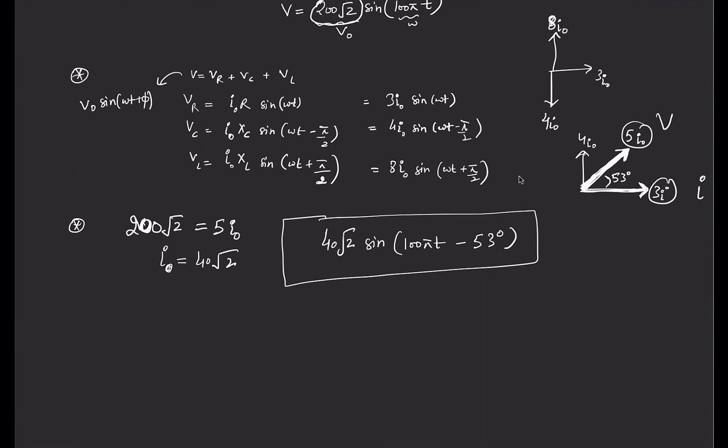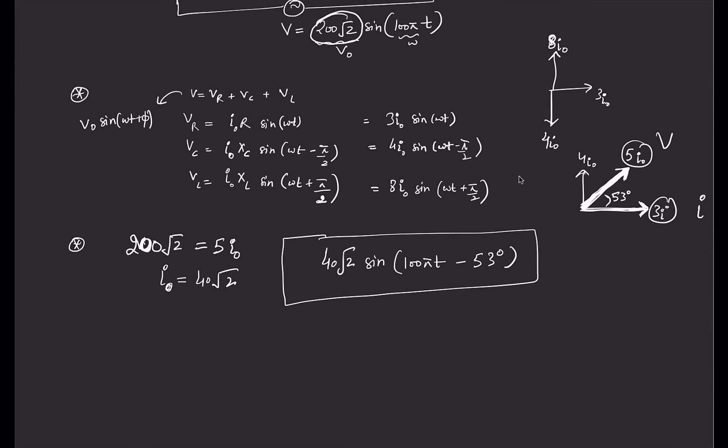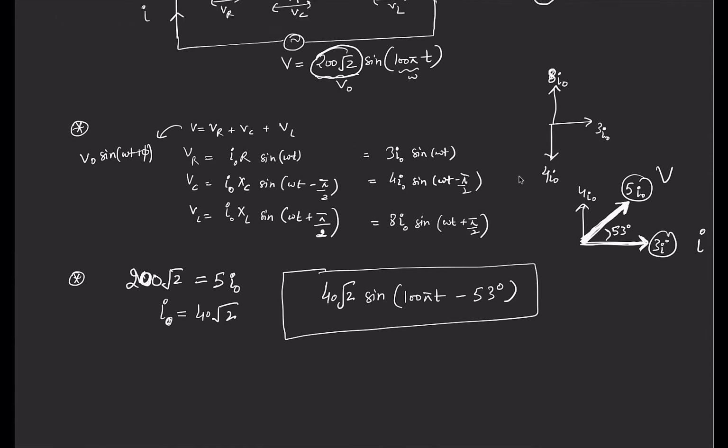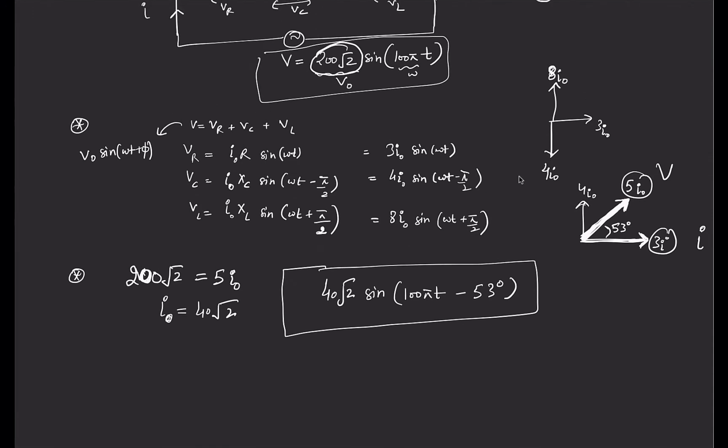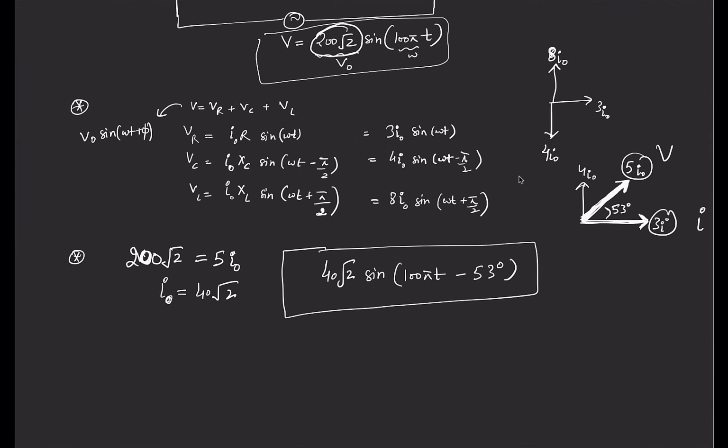So this is the first part of the question. This was the most difficult part. Once you have instantaneous voltage and instantaneous current, everything is very easy. So the next part is to find the RMS voltage and RMS current. RMS voltage is peak voltage divided by √2. So 200√2 by √2, which is 200. Similarly, RMS current is peak current divided by √2, which is 40√2 by √2, which is 40.